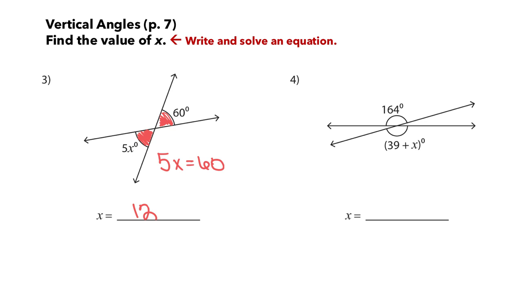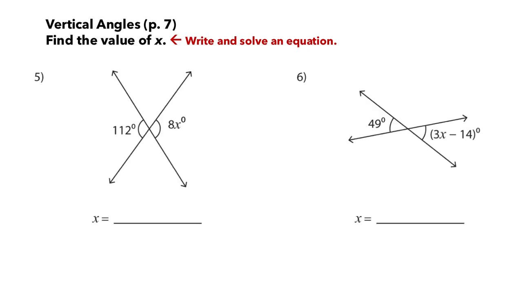All right, number 4. We have this angle and this angle. They are vertical. What is the equation for this? Tristan: 39 plus x equals 164. Very good. What is the value of x? 125. Very good.